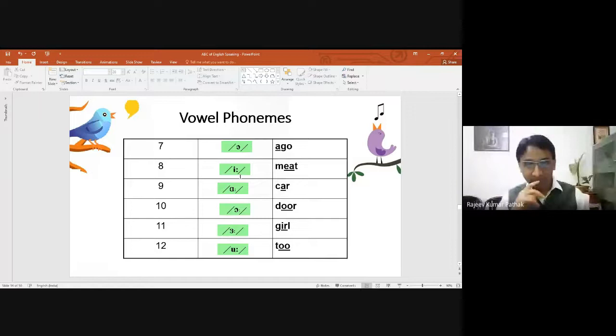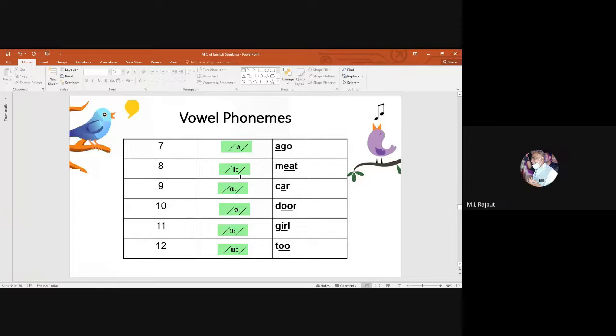Number 12 is a longer oo. Earlier we had the short oo, as in put. Number 12 is the longer oo, as in to. We had words like poor, but that is a different sound. This oo is longer, stretched, like cool.